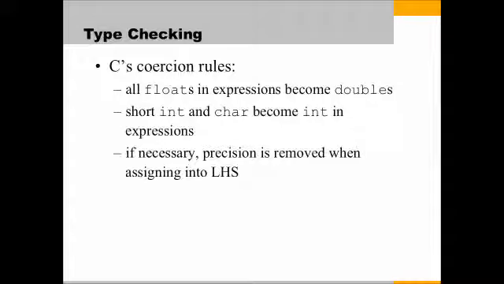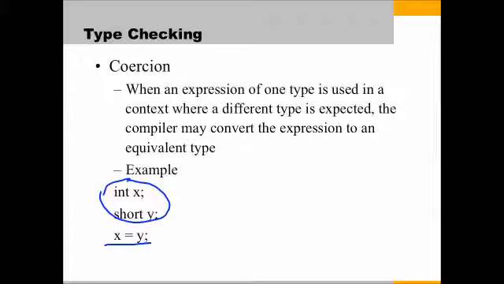So C has some fairly simple rules for type coercion. Floats in expressions become doubles if they're mixed. If short or char is used in an integer expression, then both of them become ints. And if necessary, precision gets removed when assigning into the left-hand side variable. So in fact, if we were to reverse this assignment and assign x to y, even though it's a loss of precision, C and C++ are happy to perform the coercion. What they do is drop the high order 16 bits and assign the low order 16 bits to y.